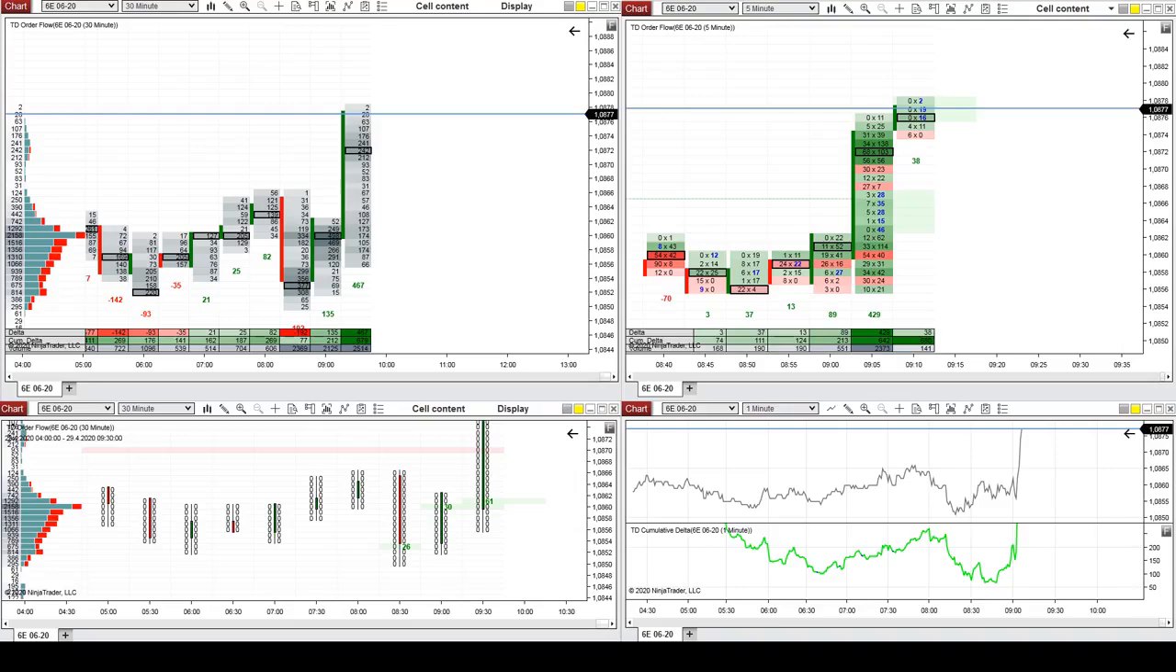Currently there are just aggressive buyers pushing the price upwards. But this would be the entry level. So if you are trading with limit orders, if you are not waiting for any sort of confirmation on the order flow, this would be the entry point.